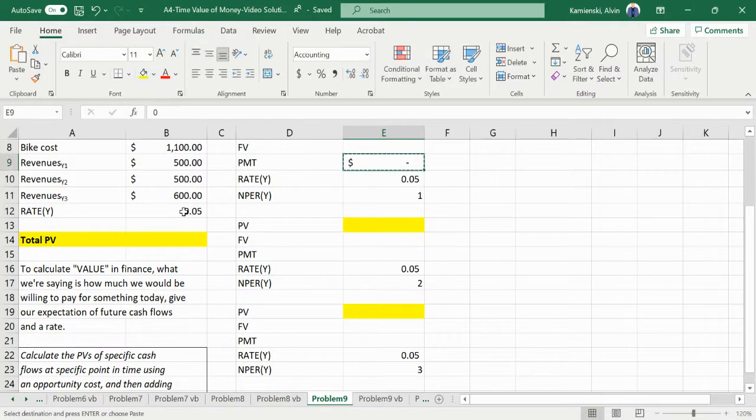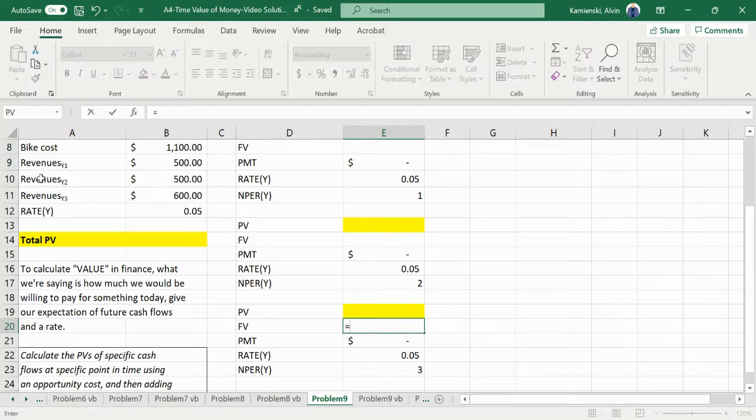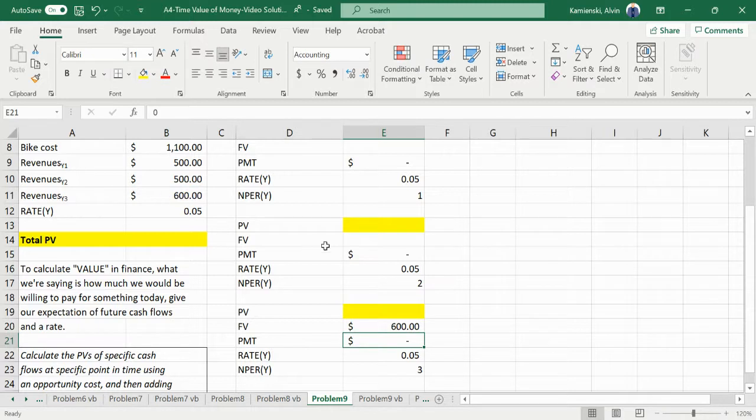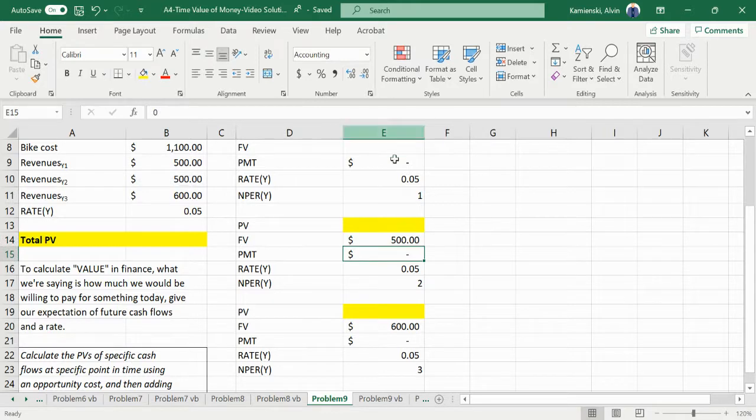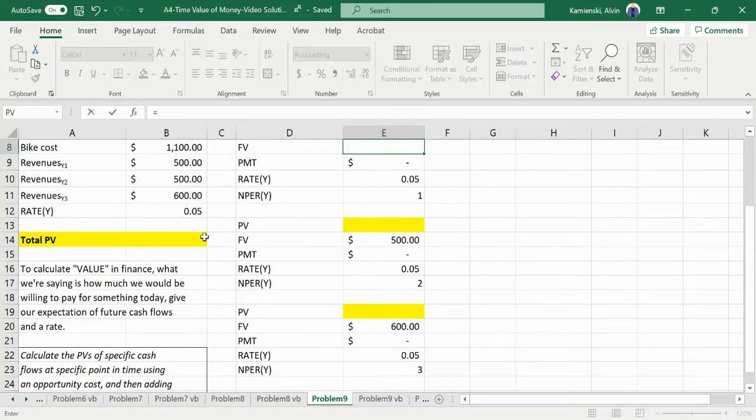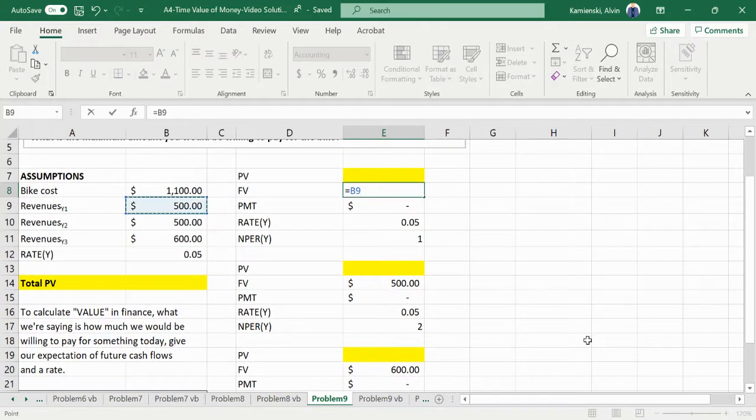None of them have payments to worry about. But what they all do have is the idea of a receipt in the future: in year three, $600; in year two, $500; and in year one, another $500.